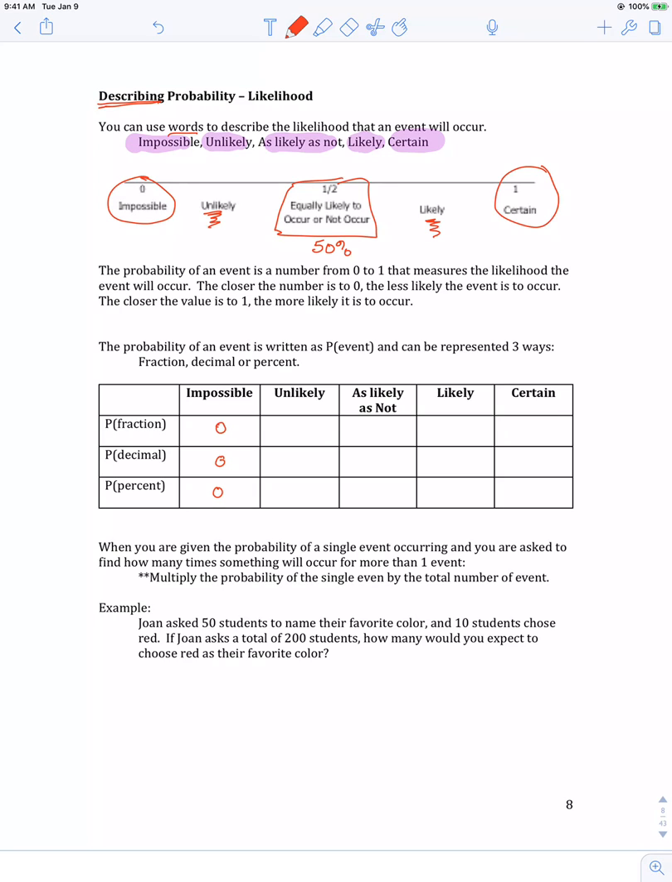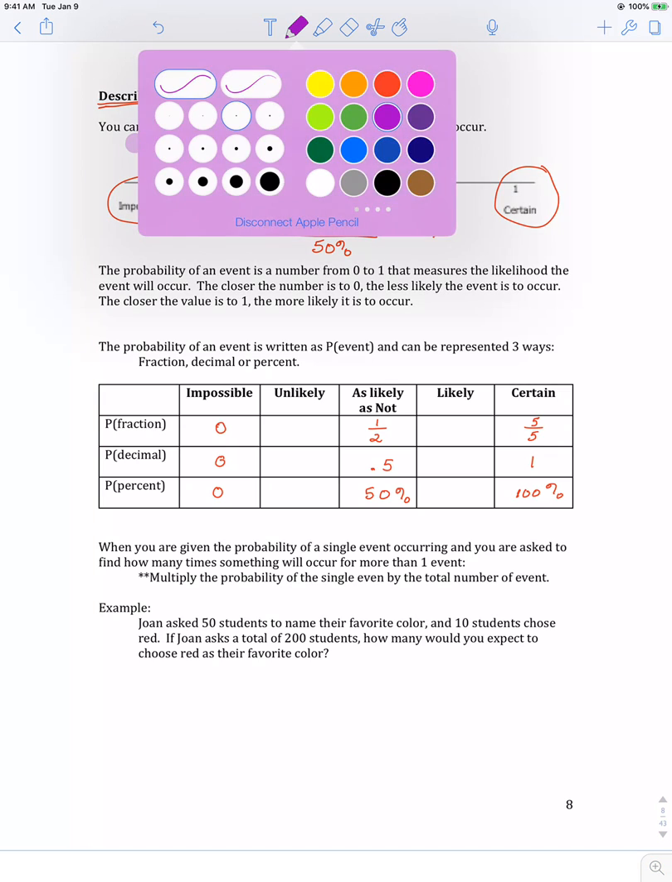So if I complete my chart, impossible means it is definitely never going to happen. We're going to get zeros. And certain means you're going to have a fraction like 5 over 5, 10 over 10, 12 over 12. That equals 1, or 100%. And as likely as not is smack dab in the middle. 1/2, a 50-50 shot of something occurring as it doesn't.